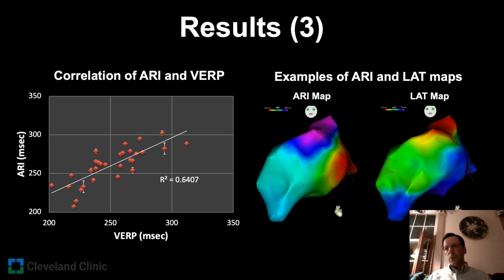The right panel shows an example of an ARI map of a healthy left ventricle that was created using this optimal repolarization time assignment. A standard activation or LAT map is shown as well for comparison. Mapping was done during right atrial pacing. The longest ARIs were measured in the basal septum, and as expected, the shortest ARIs were seen in the basolateral wall, which is the site of the latest activation.